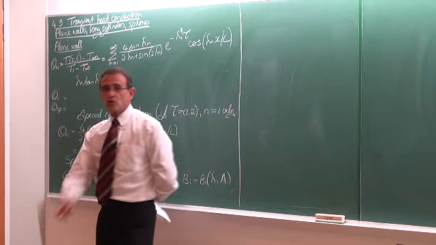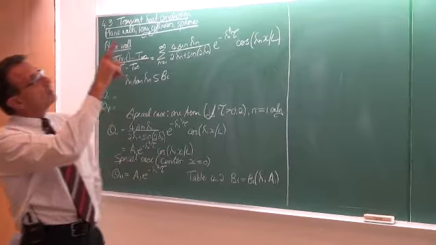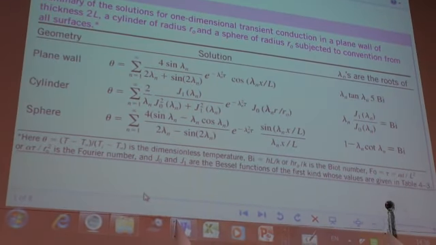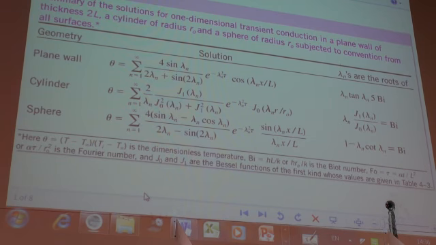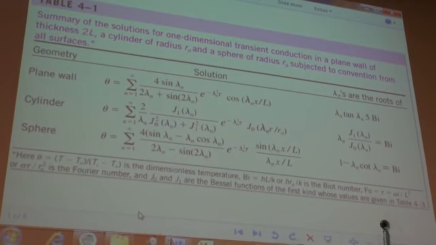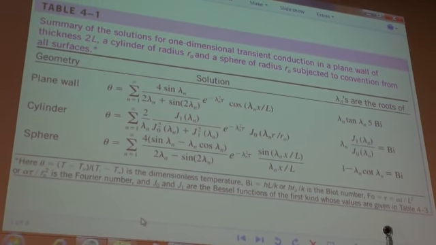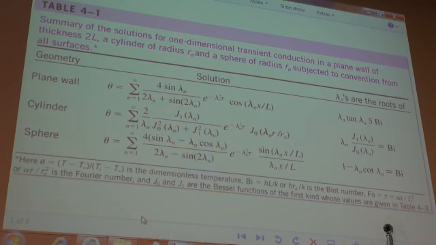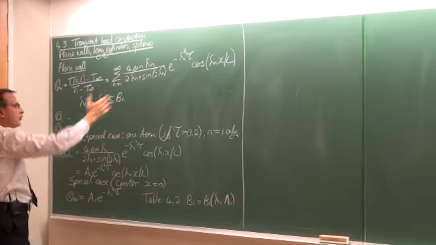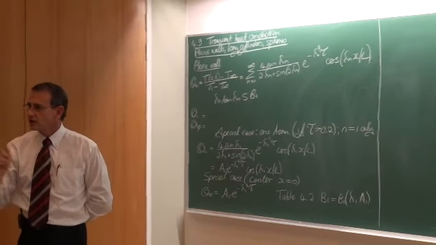There's a similar equation for a cylinder and also for a sphere. In the textbook, it is given in table 4.1. The 3 different equations, plane wall, cylinder and sphere. Take note, for the cylinder and sphere, there are also Bessel functions of the first kind that need to be solved. And underneath the table, in the fine print, it gives you the non-dimensionalized temperature, the Biot number and the Fourier number. All are defined there. Okay. So those are the equations, and it can be solved by hand, or you can write a computer program.